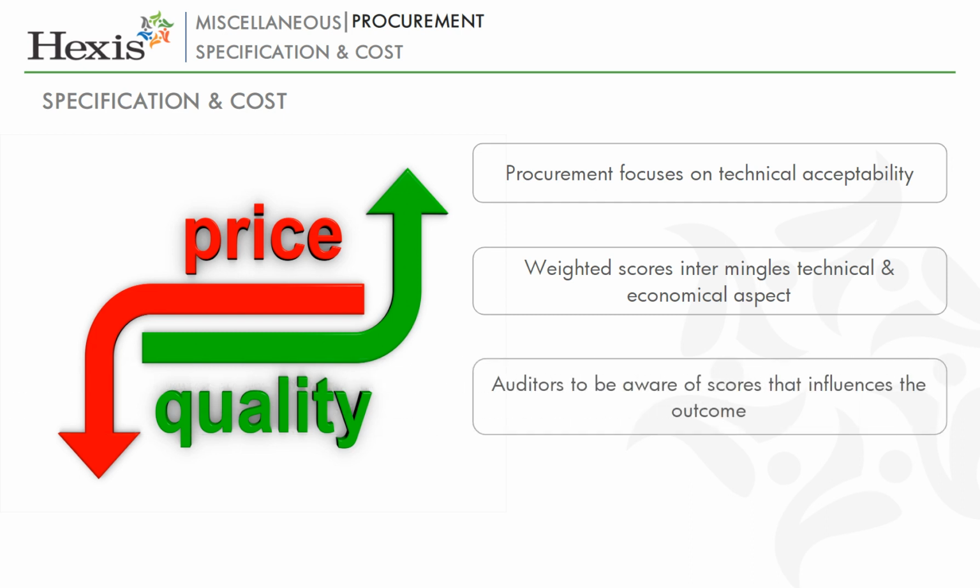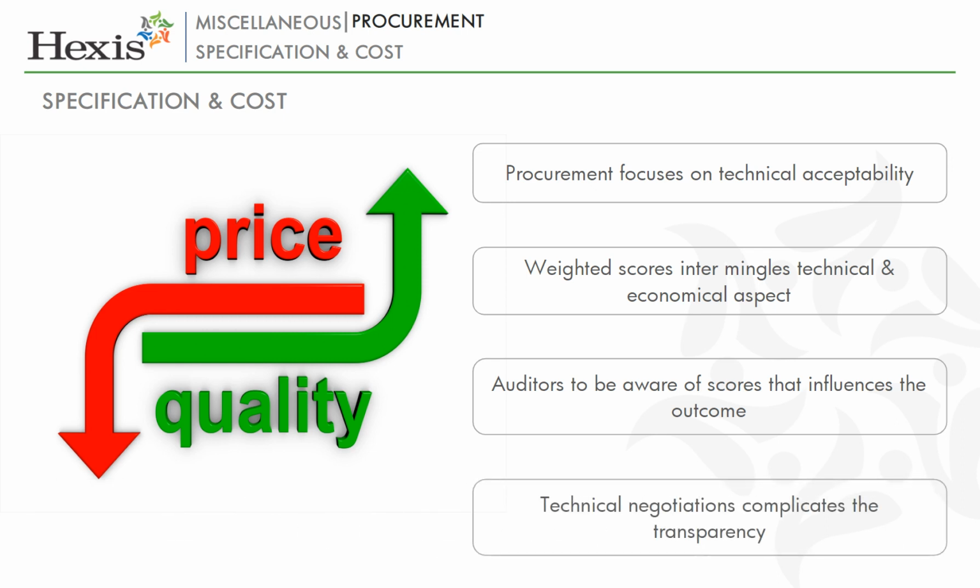Auditors should be aware of the way in which scoring methods can influence the outcome of a procurement action and how this area may be open to manipulation. For complex procurement actions, especially in the field of emerging technologies, potential vendors may be asked to contribute to the development of technical specifications. Technical negotiations between the organization and potential vendors complicate procurement transparency, and the auditor should assess that safeguards are in place to encourage fair and competitive negotiations.